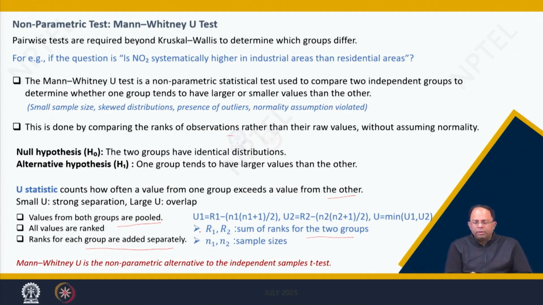So over here you can calculate the U1 and the U2 value for these two different groups from these ranks, and then we take the minimum of those values, and that value is nothing but the U statistic. And what happens is, if that value is small, then there is strong separation. If the value is large, then there is overlap.